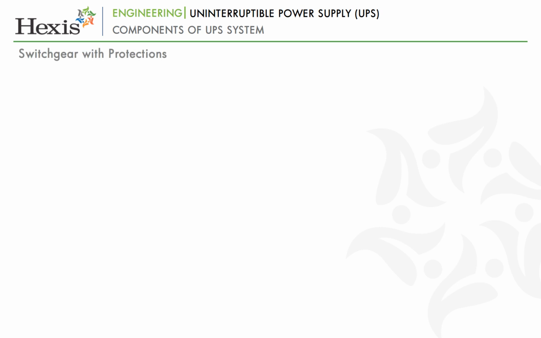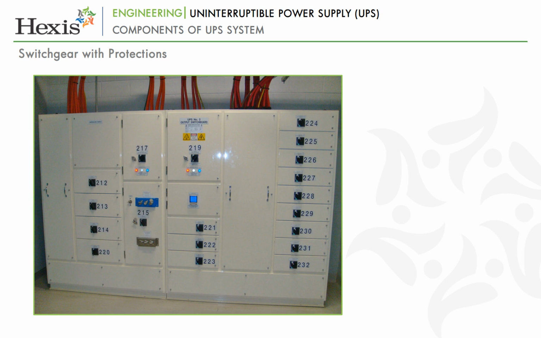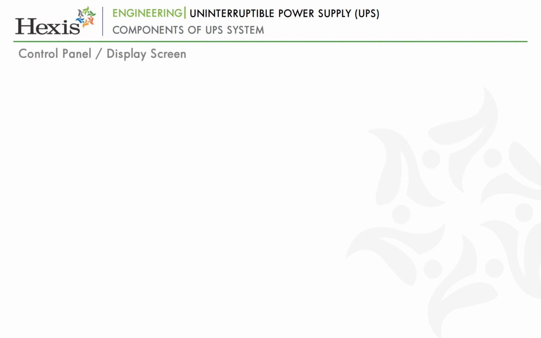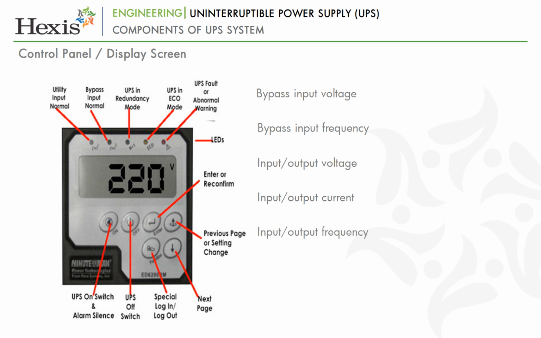Another important component of UPS systems is switchgear with protections. The UPS system has an input and output switchboard that provide for instrumentations, controls, and switchgear for the input and output side. The UPS are generally fitted with control panels with display screens that can give you information on various parameters like bypass input voltage, bypass input frequency, input or output voltage, input or output current, input or output frequency, DC source voltage, DC source current.